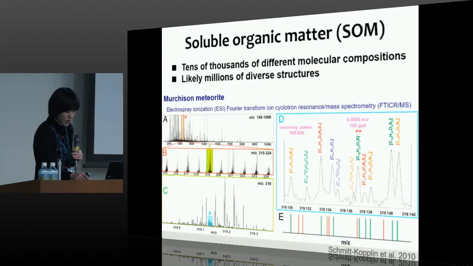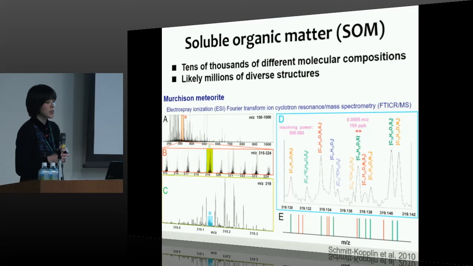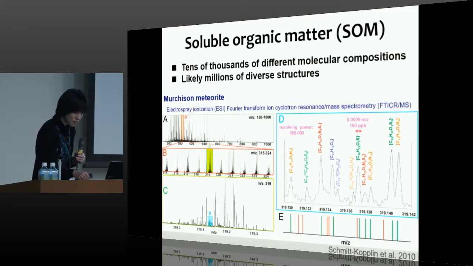So looking at the soluble organic matter, they are very diverse in structure, and recent results show that tens of thousands of different molecular compositions exist in a single meteorite, the Murchison meteorite. So this is only molecular composition. If you consider the molecular structure, it will be millions of diverse molecular structures existing in a single meteorite.